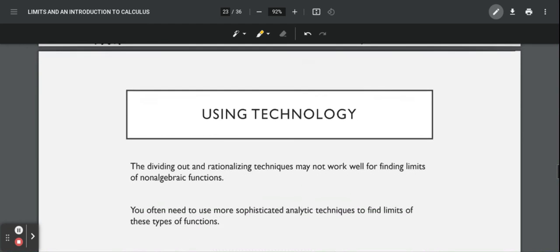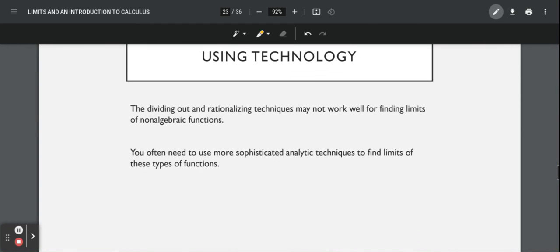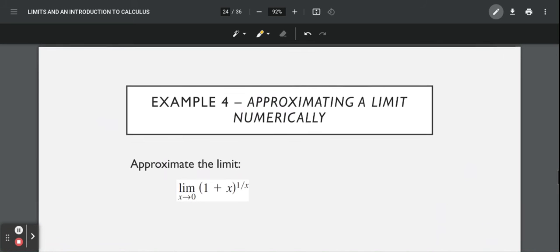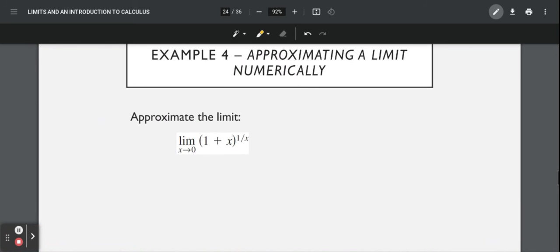All right, so moving on, sometimes the dividing out and the rationalizing won't work, and so you'll go to your calculator. And so if we have something like an example 4 where we have the limit as x approaches 0 of 1 plus x to the 1 over x. If we were to plug in the 0, you get 1 plus 0 to the 1 over 0, right? This up here is an issue because it's undefined. So you can't just, again, say undefined. We don't have an algebraic approach for this yet at this level.